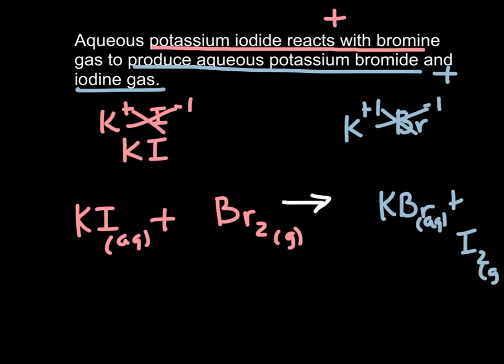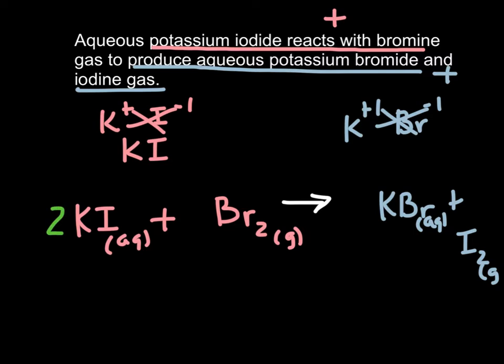What's left is for us to balance. When we look at the reactant side, we see that there is one potassium ion, or one potassium atom. The product side has one, so we're good there. We have one iodine on the reactant side, but we have two iodine atoms on the product side because of Brinkelhoff. So we have to place a 2 coefficient in front of the potassium iodide.